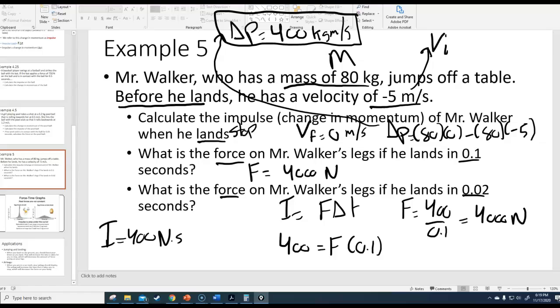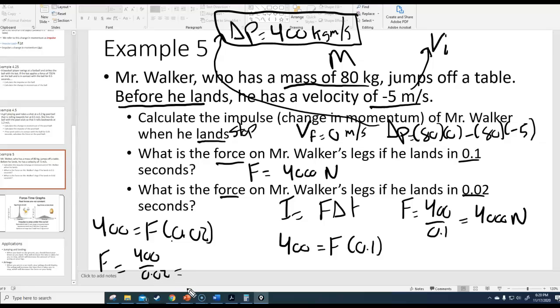Okay, so hopefully you got 4,000 newtons for the first one. For the second one, using the same impulse equation, I have the same impulse, that's 400, but now when I go to find the force for the second one, I'm going to plug in 0.02 seconds for the time. So now F is going to be 400 divided by 0.02, and so I'm going to plug that into my calculator, 400 divided by 0.02, and I'm going to get 20,000 newtons. And that's the force on my legs if I land in less time.